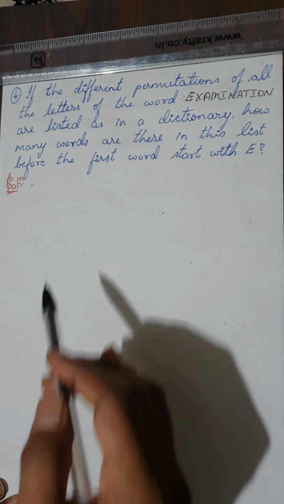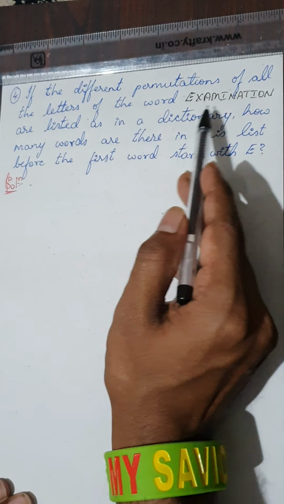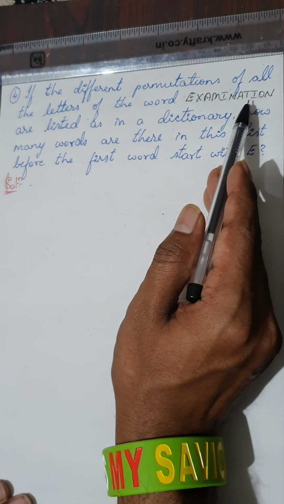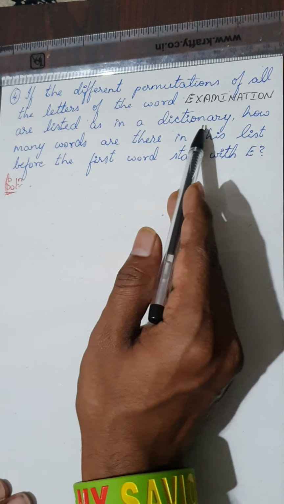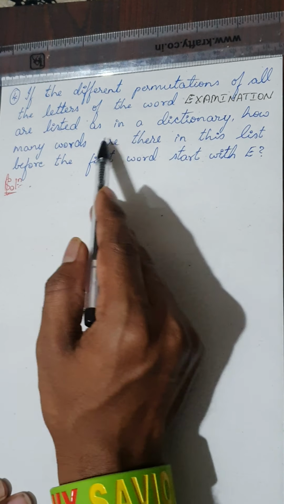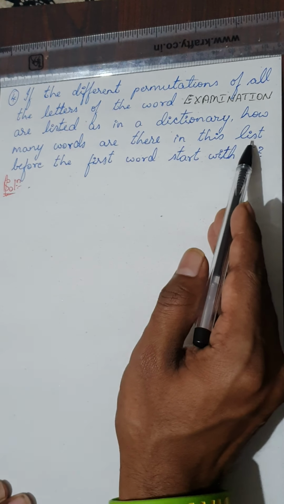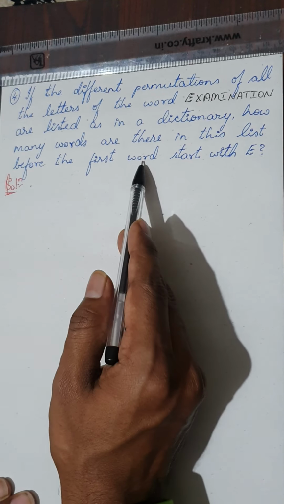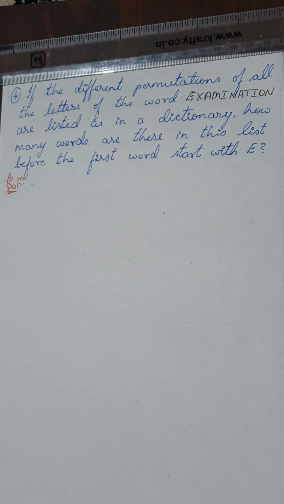Let's read question number 4. If the different permutations of all the letters of the word EXAMINATION are listed as in a dictionary, I repeat, as in a dictionary, how many words are there in this list before the first word starting with E? Now he wants the first word which starts with E.